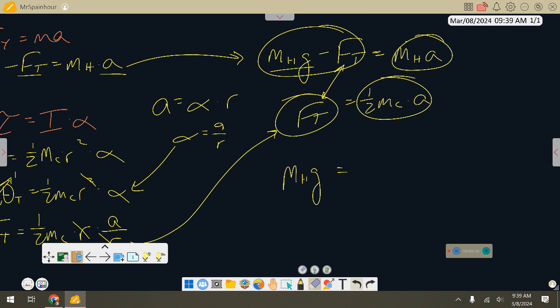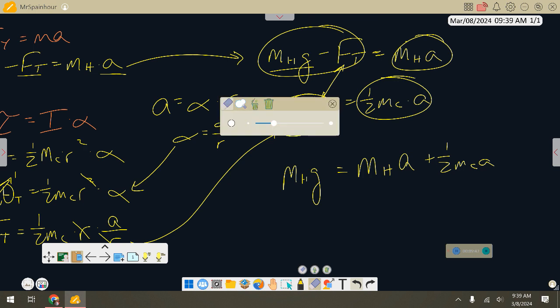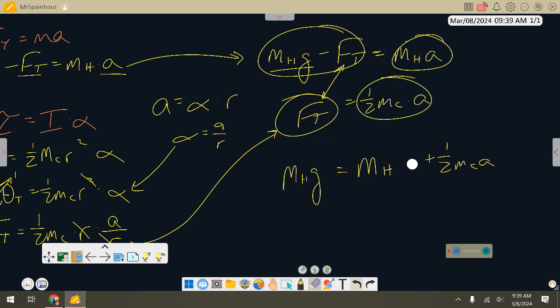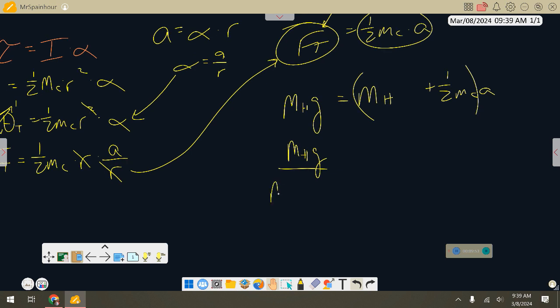So this is all that's left on the left. The right should be mass hanging times a, this 1/2 mass cylinder times a. I'm going to digitally cheat here. Factor out the acceleration. Divide that all underneath. Mass of hanging times g over mass of hanging plus 1/2 mass of cylinder, and that's our acceleration.